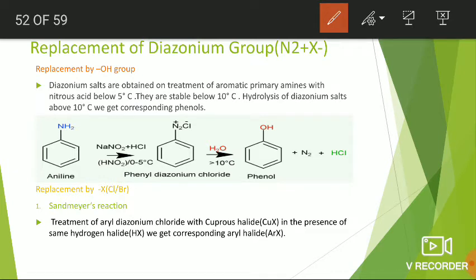observe some of the replacement reactions of the diazonium group. The diazonium group is N2+ X-. In the case of aromatic diazonium salts, the general formula is Ar-N2+ X-. But in the case of aliphatic, it is R-N2+ X-. Aliphatic diazonium salts are unstable, so there is less need to know the applications of aliphatic diazonium salts.